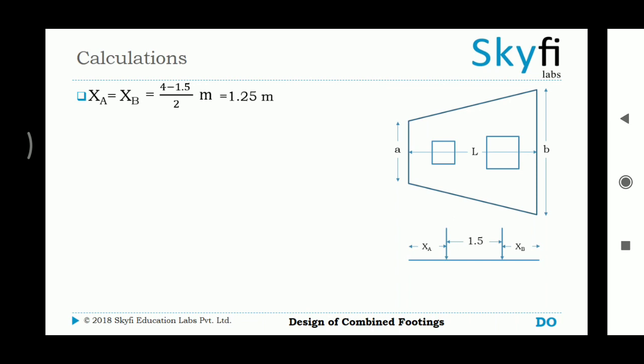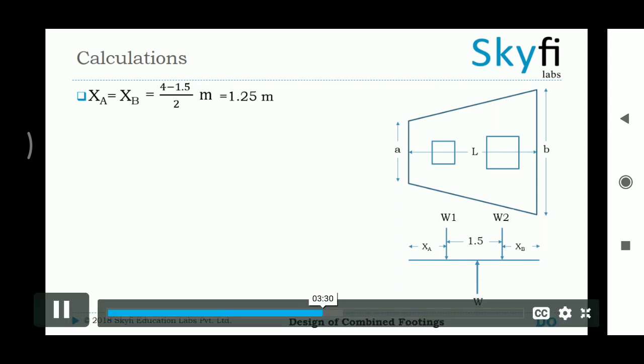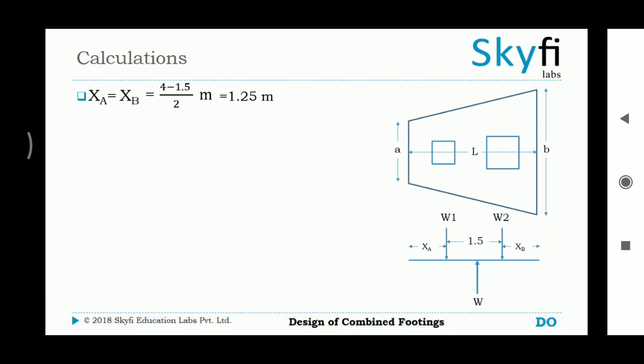Now consider an equivalent load W, acting as a reaction to the two loads W1 and W2, on the columns C1 and C2 respectively. This W will act at the center of gravity, along the length of the trapezoid. The reaction W should be the same as W1 plus W2, due to force balance. Similarly, the moments on the footing should be balanced. So, we will use that to calculate X bar. Consider the distance of the center of gravity, from column 1, as X bar.